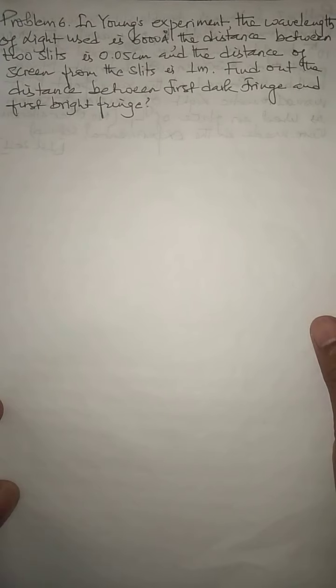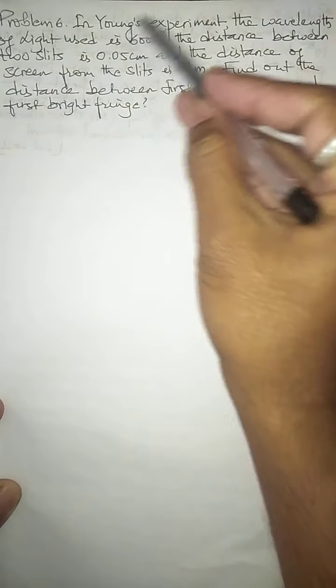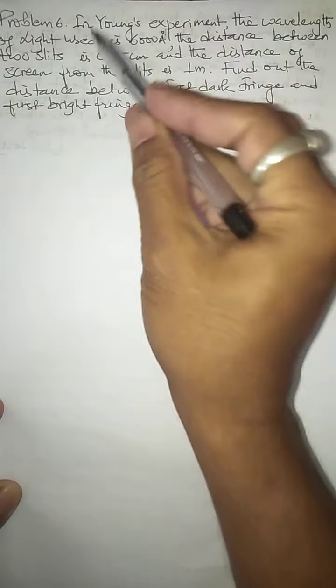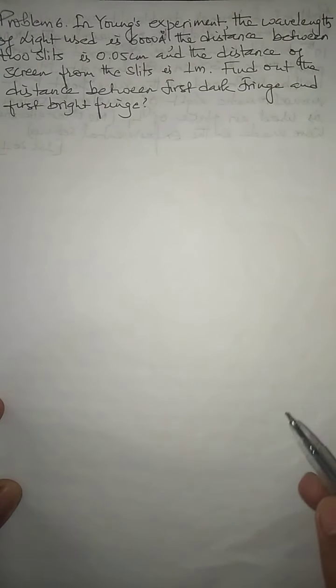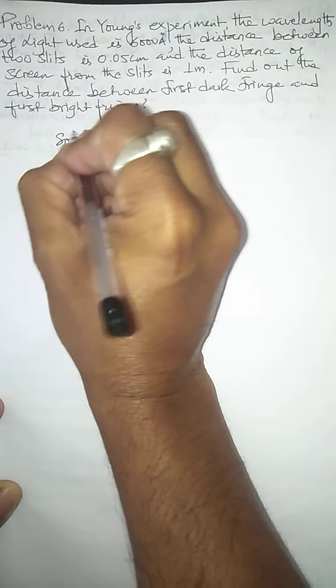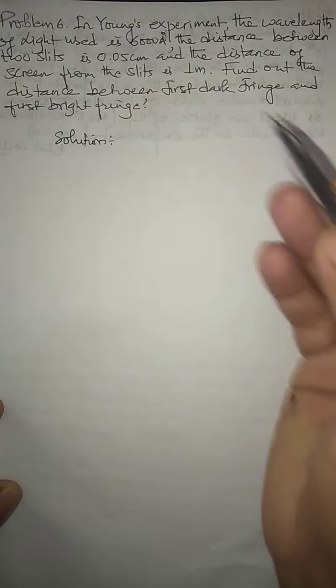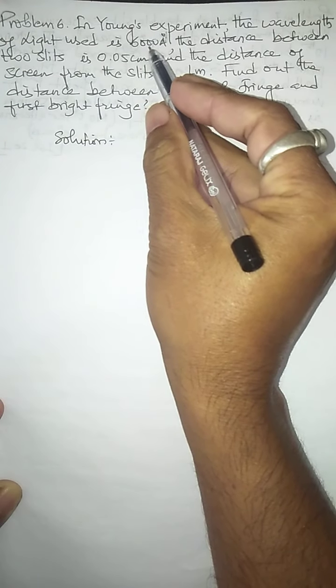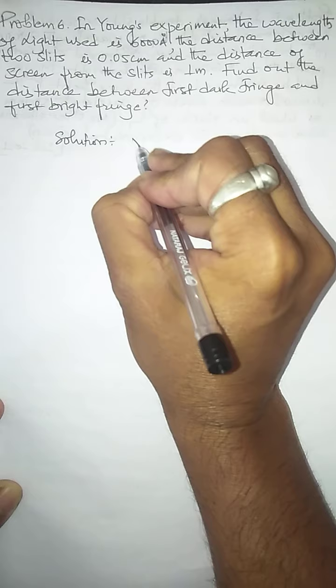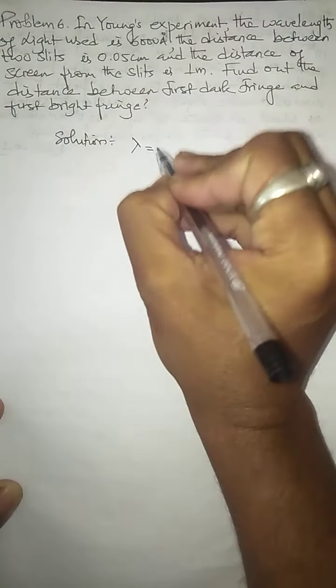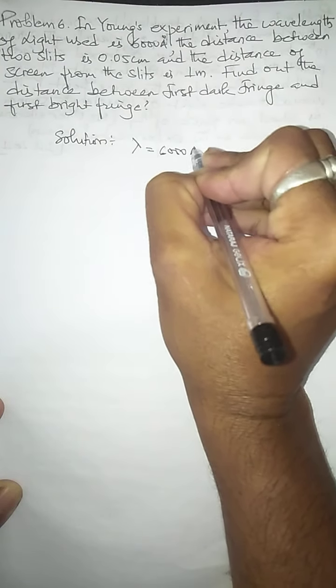So we start with problem number 6. Problem number 6 is that in Young's double slit experiment, look at the question: the wavelength of light used is 6000 Angstrom. Let me write the solution first. This 6000 Angstrom is the wavelength of light, and you know wavelength is symbolized by the letter lambda.